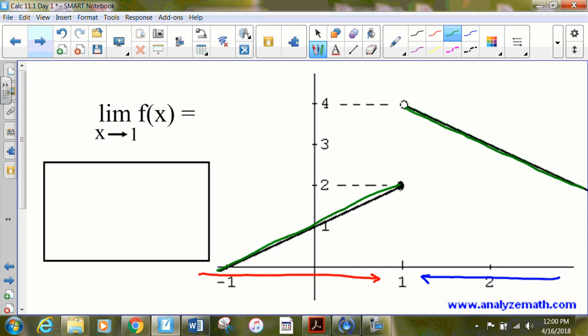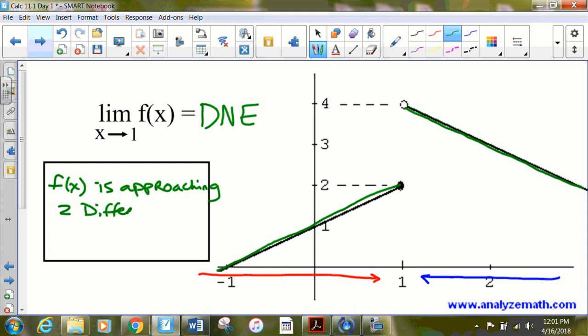So you know what we write? What are we supposed to pick something in between? We can't put 2 and 4. So what we put is DNE: the limit does not exist. And in this little square in your notes, we're going to say why. It doesn't exist because f of x is approaching 2 different values. And when that happens, we don't have a limit.